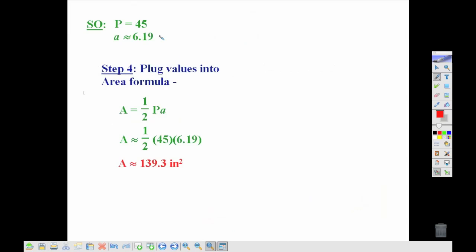So I can plug that into my formula. Perimeter is 45, apothem, area equals 1/2 PA. And that gives us a value as inches squared.